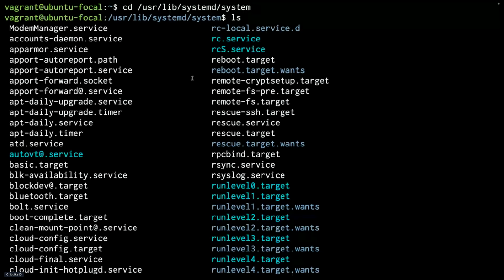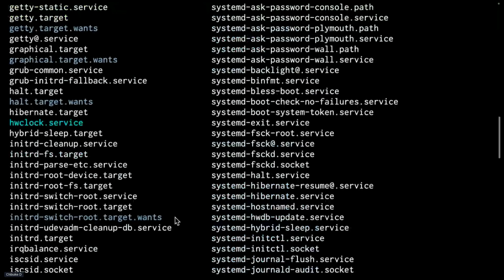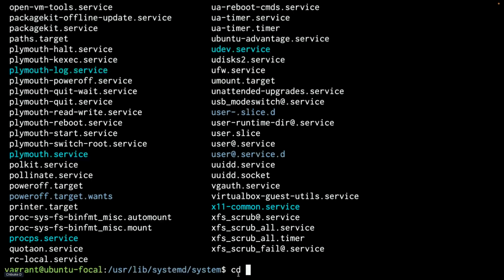Are we all understanding so far? If you have any challenges, please feel free to take me back. Another directory where you can get some of the system files is the location for the libraries. The run files are located in /run/systemd/system.